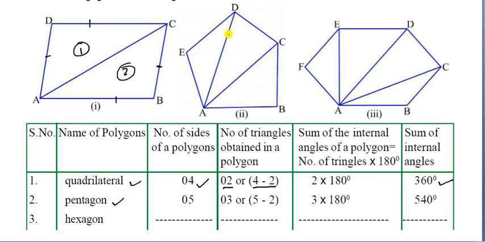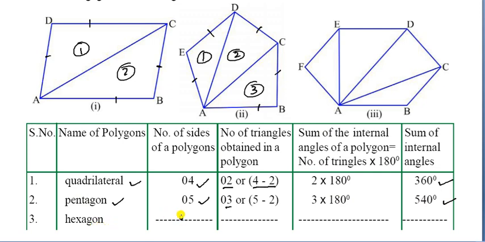Pentagon is given here, and in this there are 5 sides: 1, 2, 3, 4 and 5. So you have to write 5. And the number of triangles obtained in the polygon: you can see the first triangle, second triangle and third triangle. So 3 triangles, and it is 5 minus 2, that is 3. So 3 into 180, that means the sum of the internal angles of the polygon is 540. So that is the pentagon.